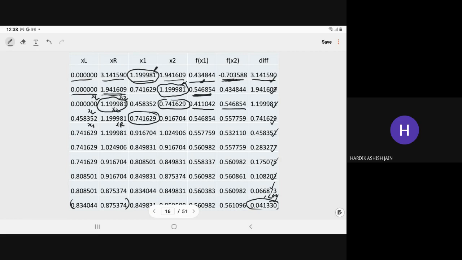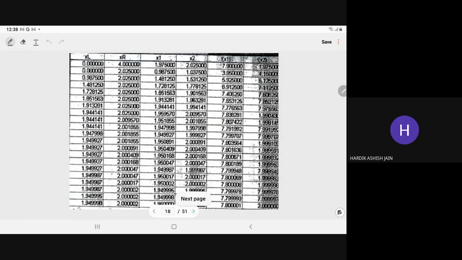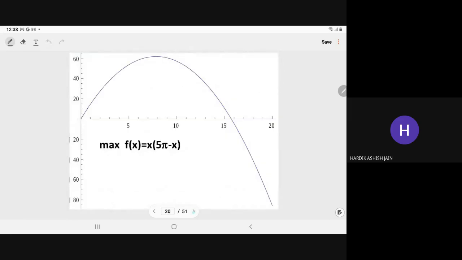Clear? If you do it yourself, then automatically it will be clear. What I want to convey is clear. Still any doubt? Sir, it's clear. Now, okay.